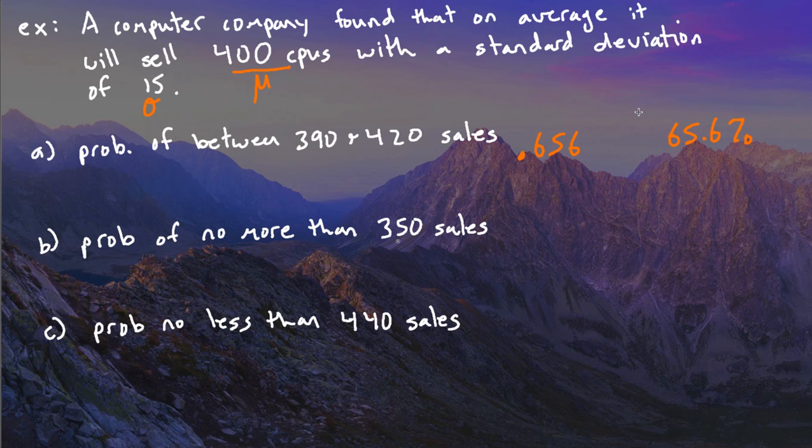Okay, the probability of no more than 350 sales. So if I look at my distribution, in the middle is 400 because that's my average. If I wanted one standard deviation over, that would be 415, and if I wanted one standard deviation back, that would be 385, and so on and so forth. So I want 350. 350 is somewhere over here. So I want this piece, no more than 350. So I want from negative infinity, so negative 10 to the 10th, to 350.